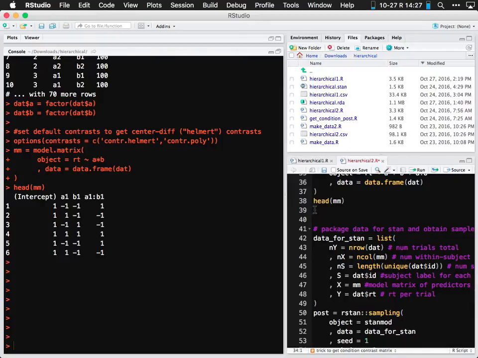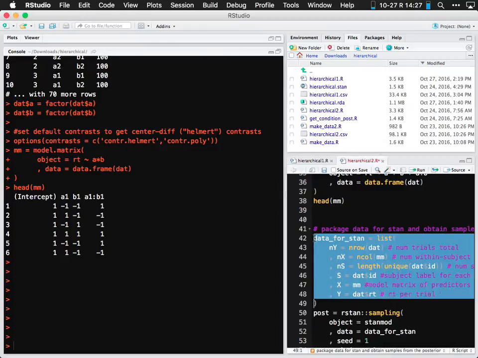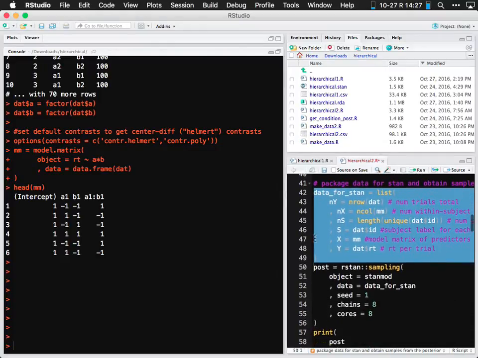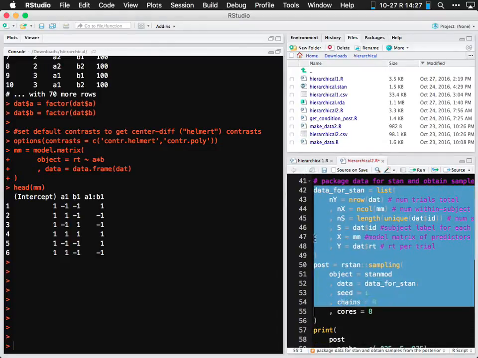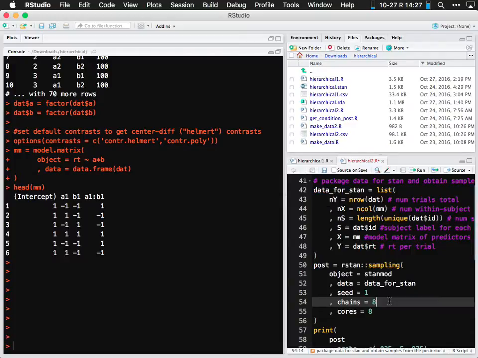So having created that model matrix, we can just package everything the exact same way as we did before and sample the exact same way as we did before. I'm going to put this down to 4. You might want to put chains and cores to 4 as you had before.